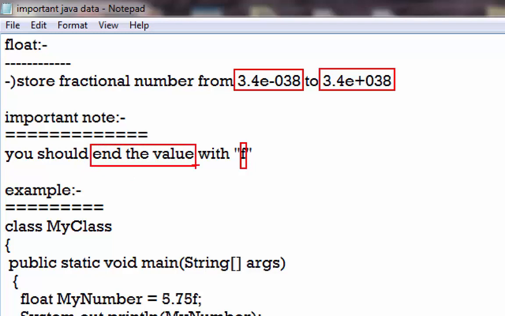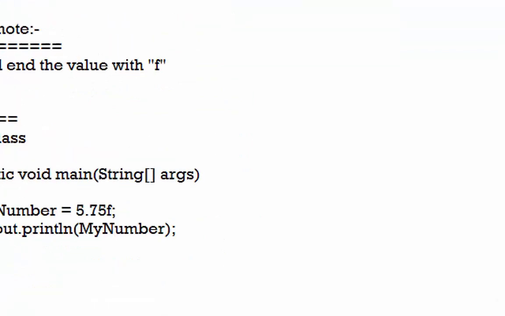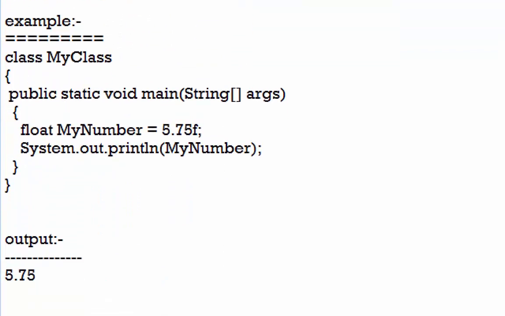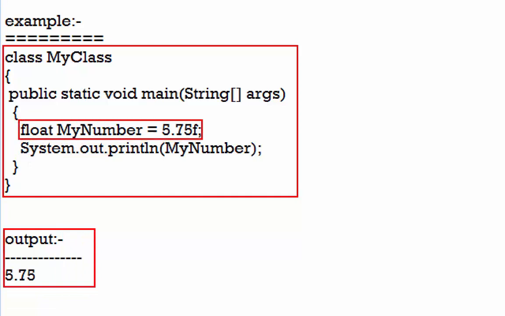When we use the long data type we use L, and when we use the float data type we use f. Here is the total example and the total output. Write it here: float myNumber = 5.75f. This declares the variable with a value, and System.out.println is required for display purposes.